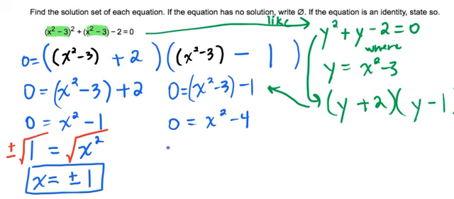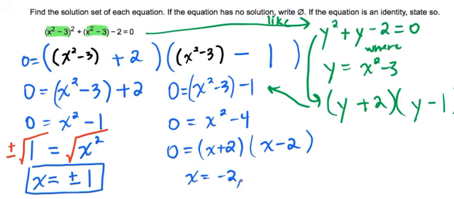And then over here, this one I'll do by factoring by difference of squares, because 4 is a perfect square, so that's going to factor into x plus 2 times x minus 2. Therefore, x equals negative 2 or positive 2. Or you could write plus or minus 2 like we did this one. Right there are the solutions.